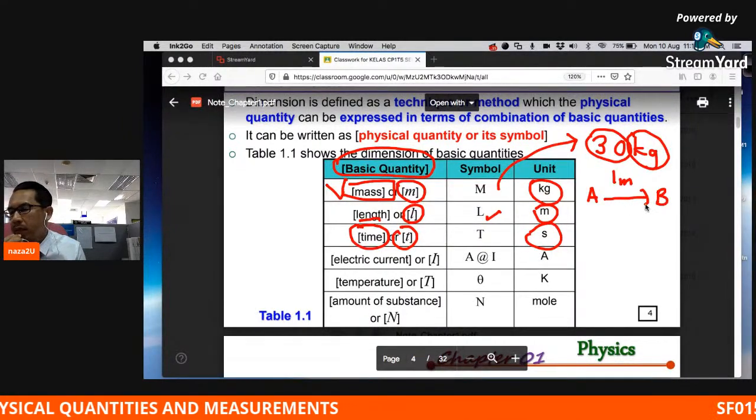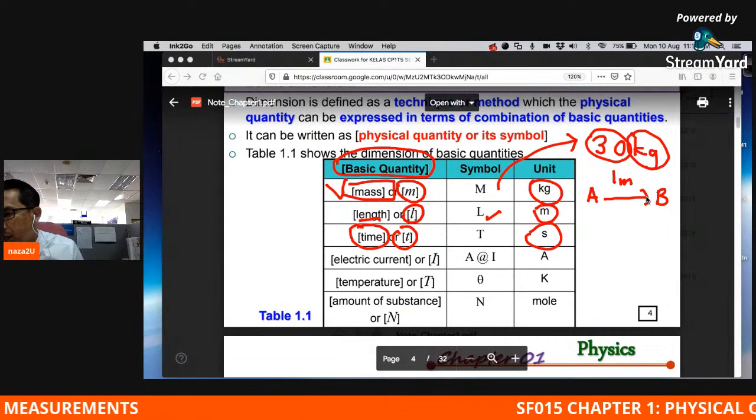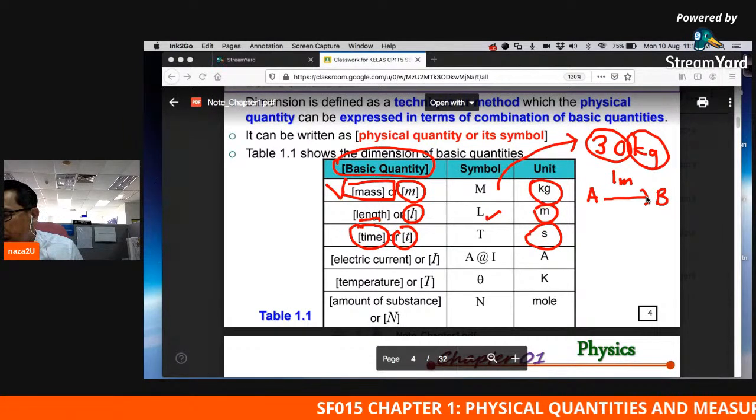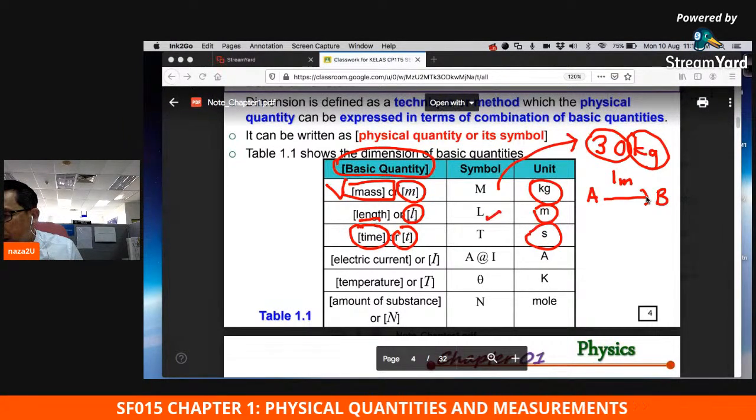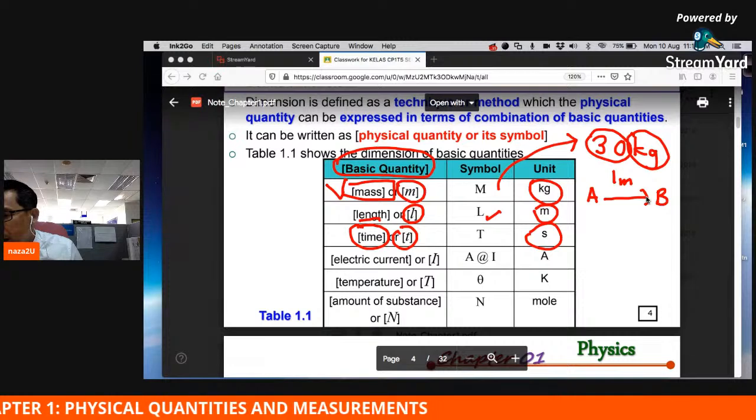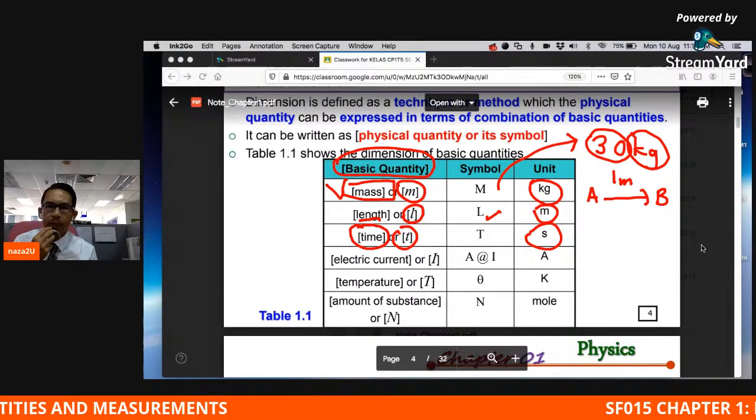okay, maybe nak kata suara tidak jelas. Okay, yang lain tak pasti. Saya rasa okay. Kalau boleh guna earphone tu dia nampak jelas lagi.